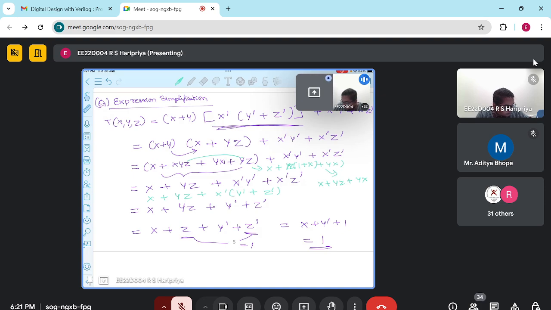And from this you can observe, apply the absorption law. This and this, x plus yx, if you apply absorption, it is equivalent to x. So you get x plus yz. So you arrive at this step. Till here, I hope it is clear.